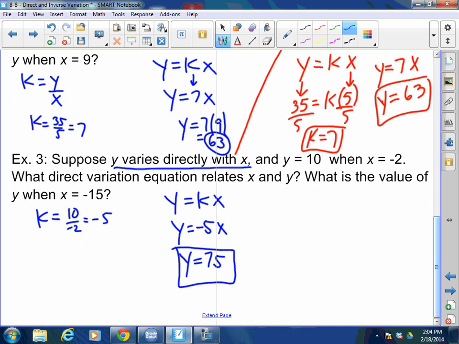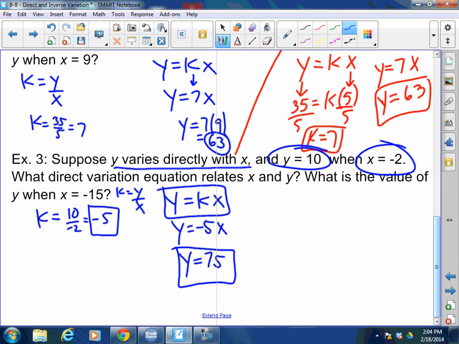How do I get negative 5x? Okay, thank you, son. Y equals kx, right, my brother? K equals y divided by x, correct? Didn't they give you a y and didn't they give you an x? So k is negative 5.